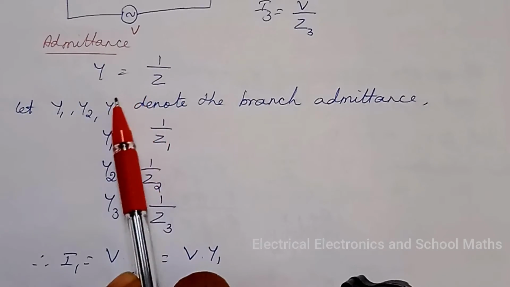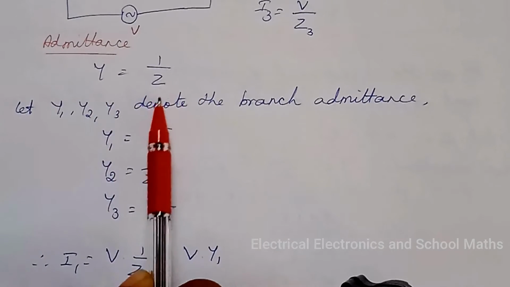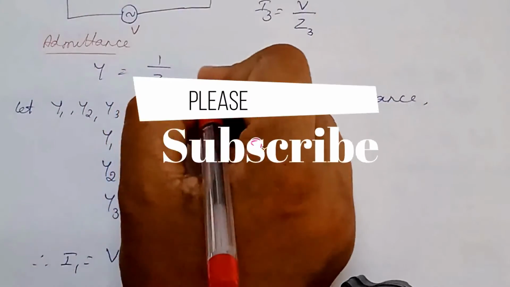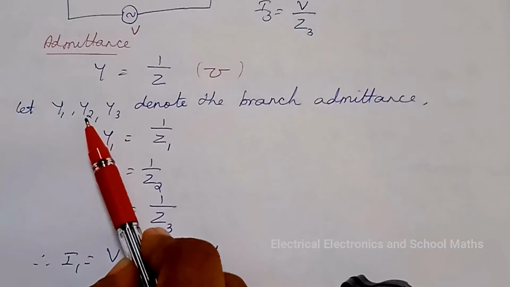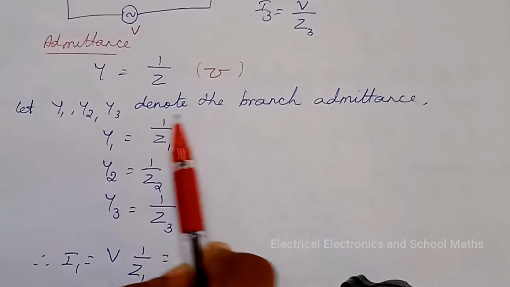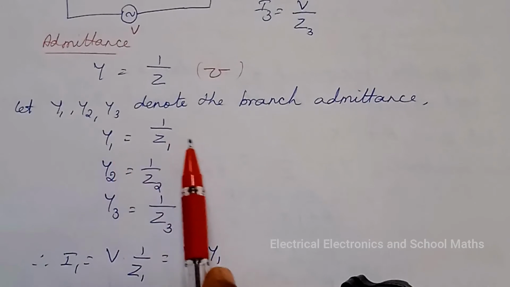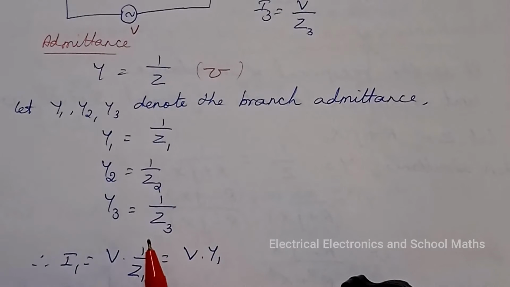Next is admittance. Admittance is defined as the reciprocal of impedance, that is Y is equal to 1 by Z, and its unit is mho. And let Y1, Y2, Y3 denote the branch admittances. Then Y1 is equal to 1 by Z1, Y2 is equal to 1 by Z2, Y3 is equal to 1 by Z3.